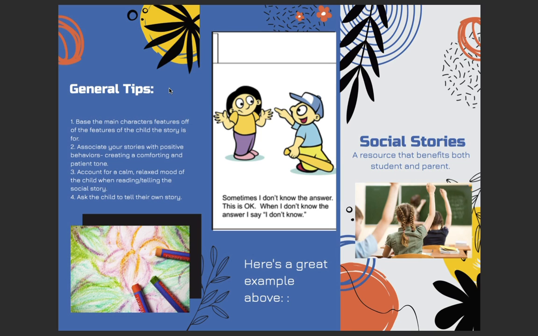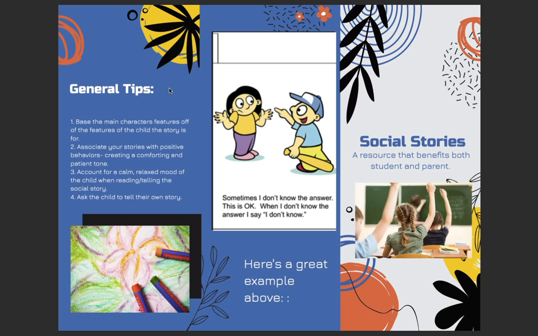A lot of times in those stories, you want to avoid the word "don't" or "no." Instead of "don't hit," it's "I use gentle hands." Or instead of "don't yell," "I use a quiet voice," kind of the difference in tone with that. A third tip is to account for a calm, relaxed mood when reading and telling the story, for the child. In order to teach regulation, you need the child to be regulated, and that's the same in order to teach in general: the child needs to be in a regulated state. So just ensure they're in a good state when they read it, to allow for the most receptive mind.